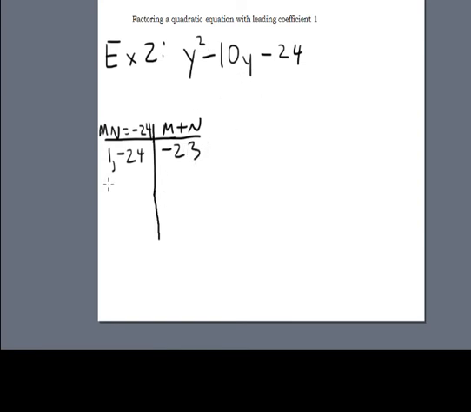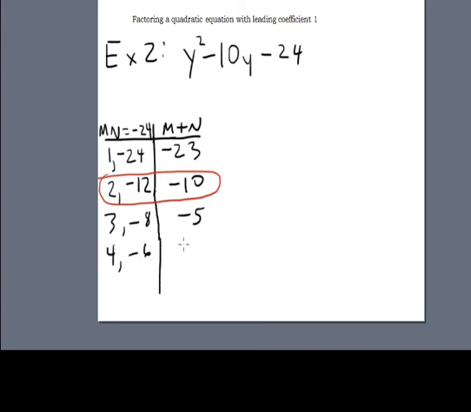So I'll move on. For m equals 2, the other value I'd need for the product of negative 24 is negative 12. My sum there would be negative 10, and in fact that's the one I'm going to want. I'm going to circle that. To finish out what my list would look like if I kept going, I would have 3 times negative 8 with the sum of negative 5, 4 times negative 6 with the sum of negative 2.